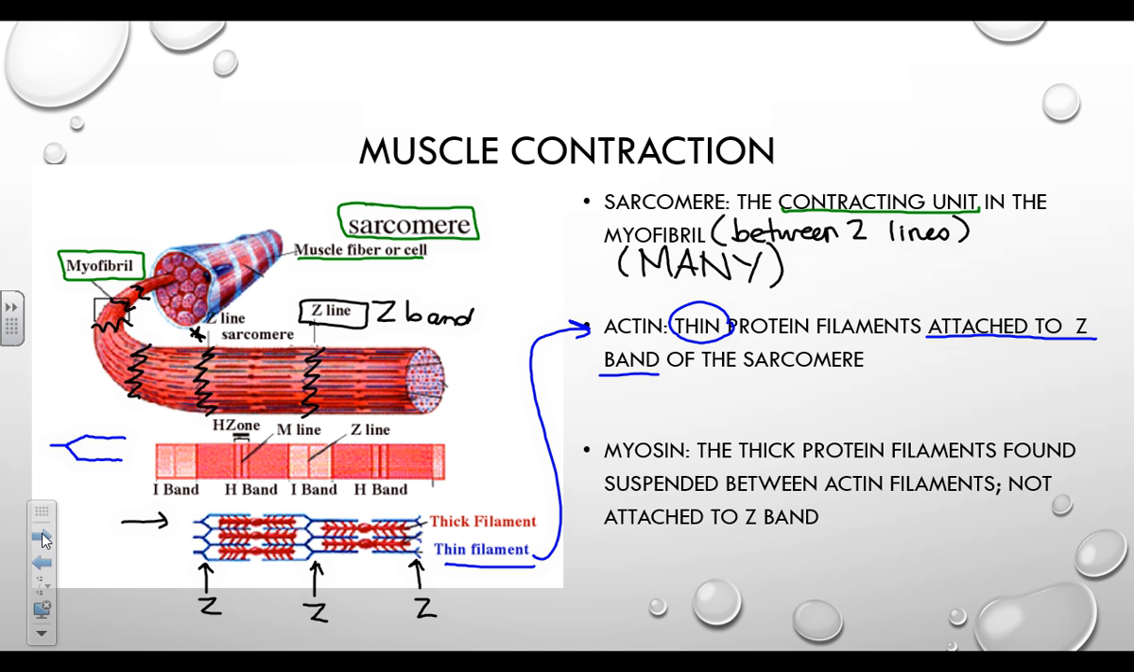Anyways, that little tuning fork shape, that's the Z line, and then actin is attached to it. So it's sort of a continuous thing. There's not a distinction there.